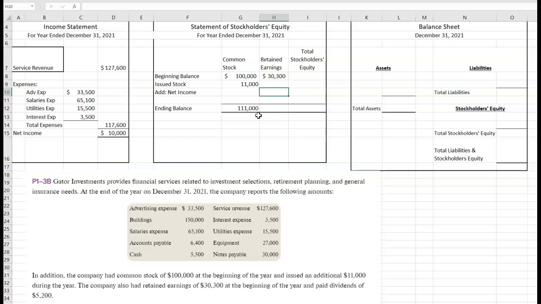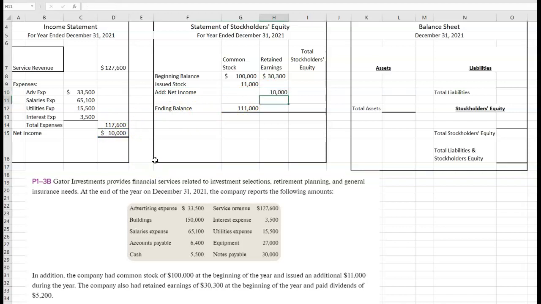over here, and it's going to come from our income statement, $10,000. So I'm going to just link those. I'm going to say plus, and I'm going to click on that $10,000. And it's going to link it over here. Oops, I actually linked it in the wrong place. I want to link it on the row where I put add net income.